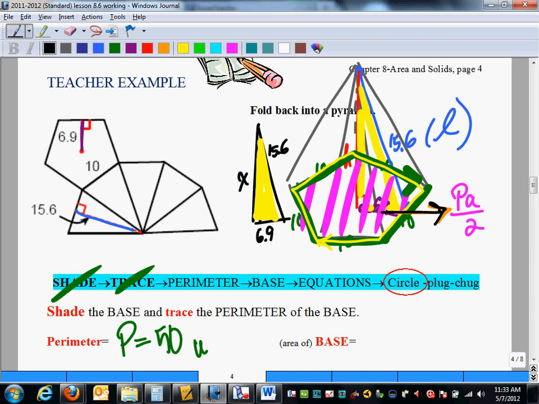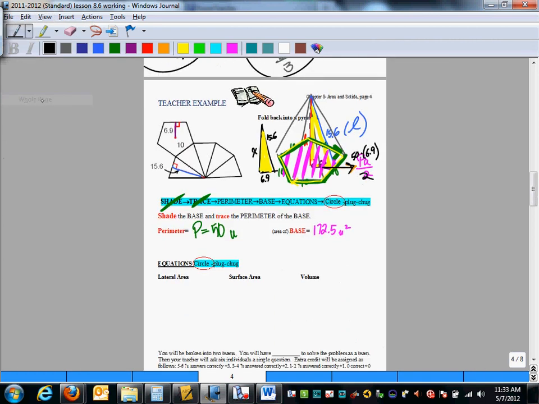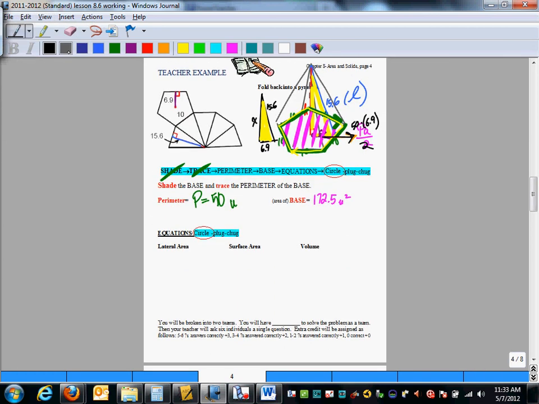Adam, what's your base, please? 172.5. Good. So our B is going to be 172.5. Good call. Units squared. How did we get that? That was 50 times 6.9 over 2. That's how we got that. Okay. Shade, trace, perimeter, base. Equations. Write your three equations out.